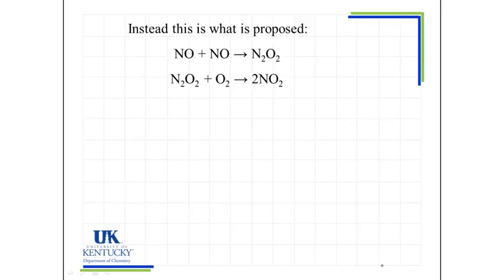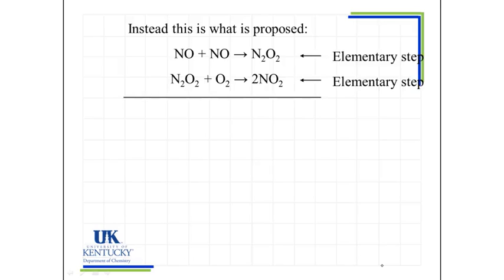Here is what is proposed, and this would account for the observance of the N2O2. An NO collides with an NO. That produces N2O2. Then the N2O2 can collide with an O2 to make the final product. These are the elementary steps of this mechanism.